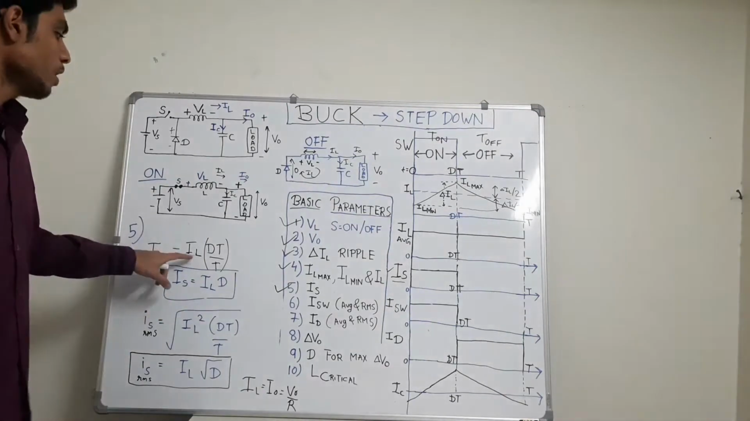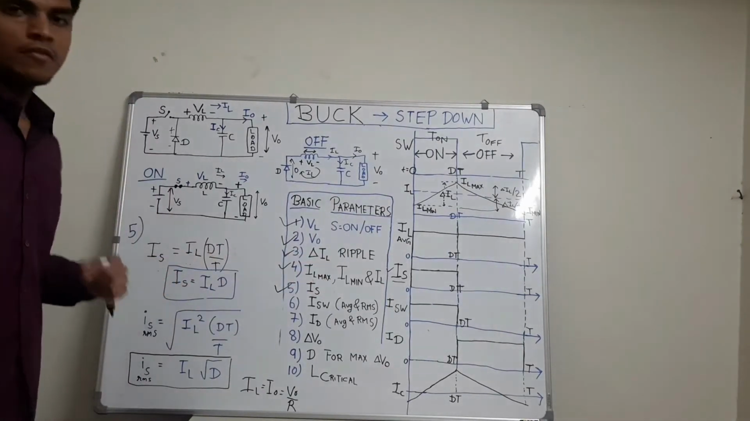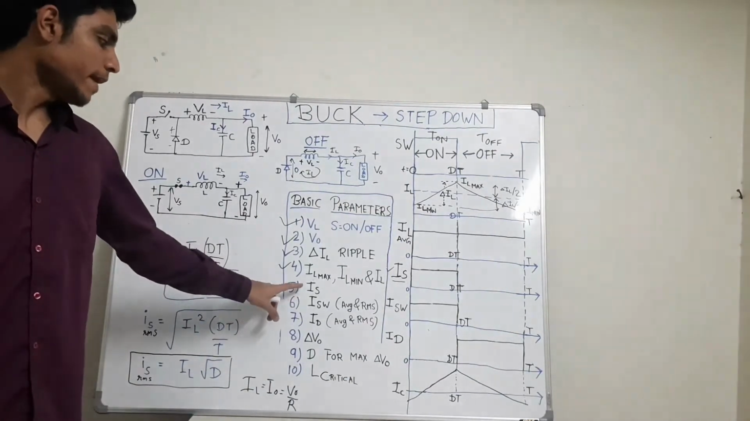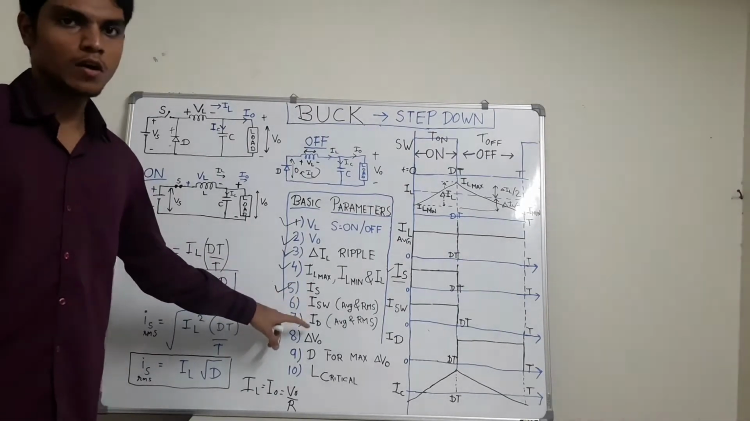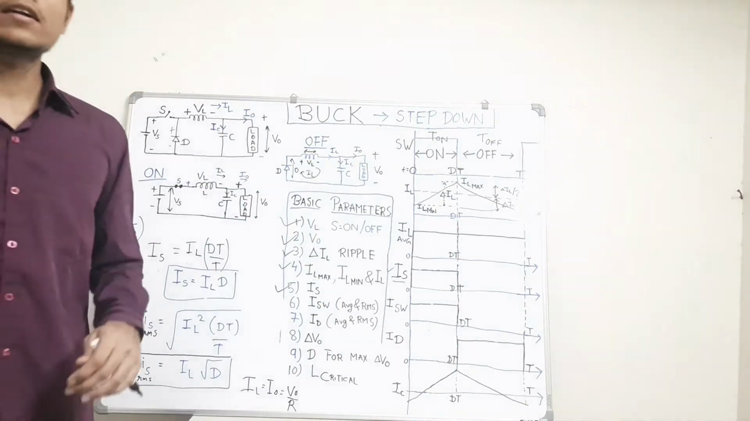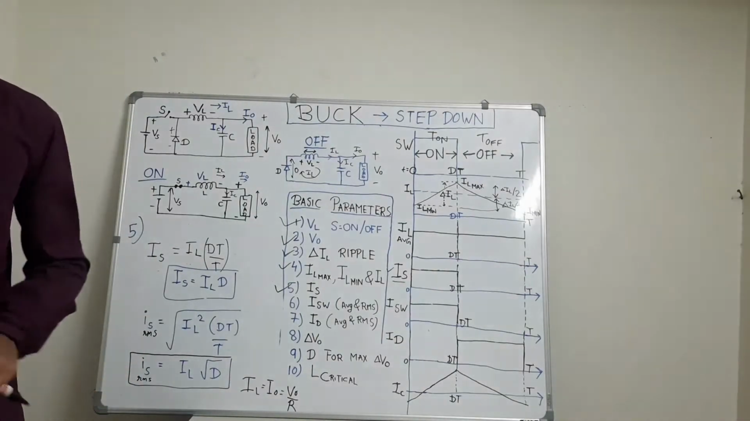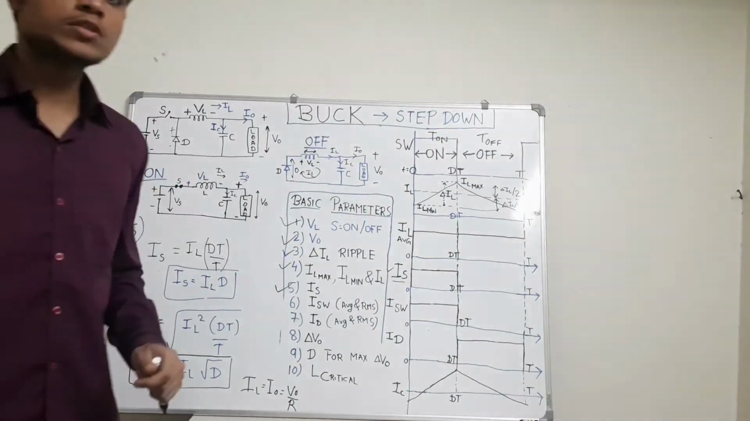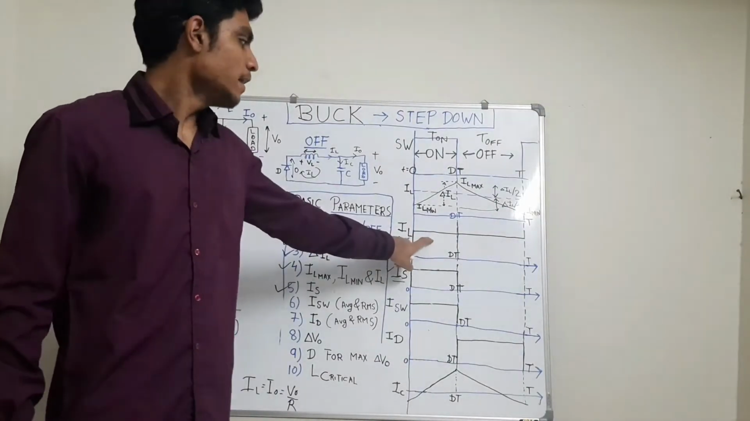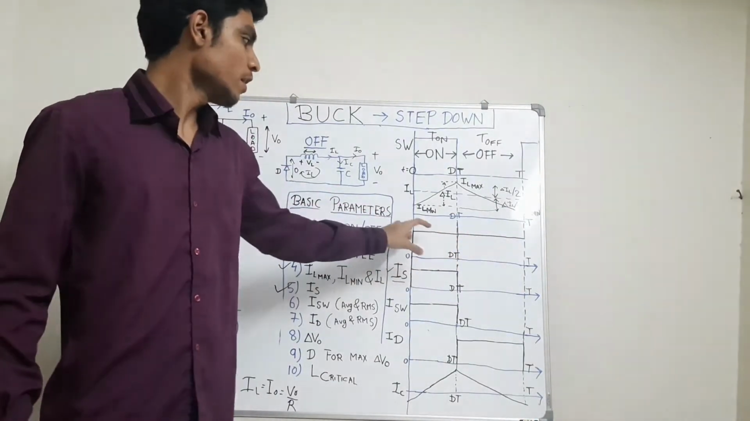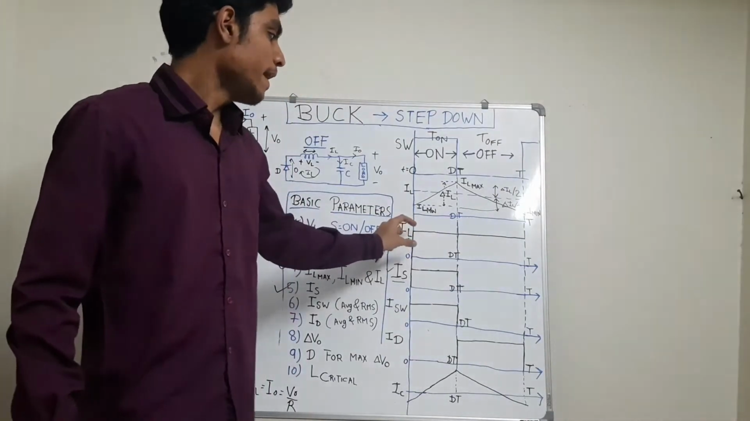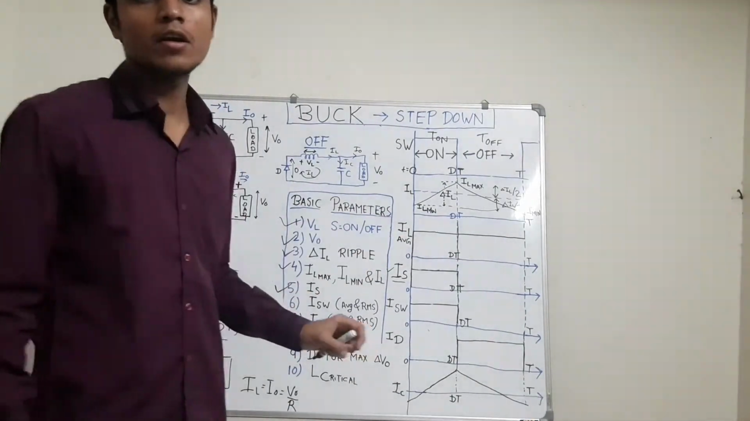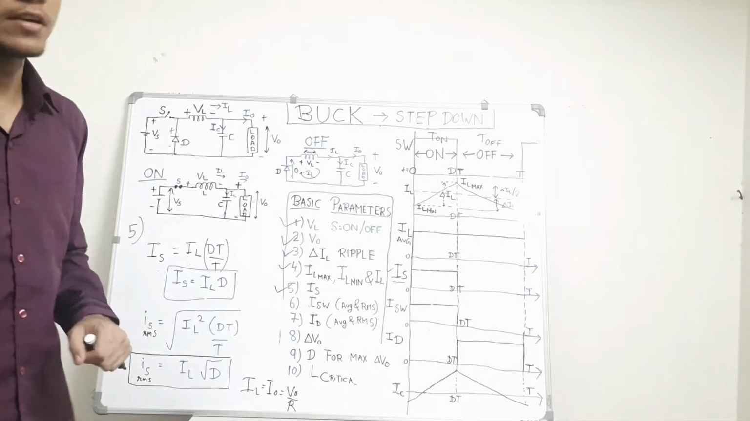Let me tell you one thing: whenever a problem asks you to find any of these currents, source current, switch current or diode current, they will tell you that the inductor is very large, hence you have to consider ripple equal to 0. So the waveform of inductor current IL which we are going to use will be this one. We will keep this waveform as our main aim, and in terms of IL we will determine all these currents for all these problems in GATE or ESE.